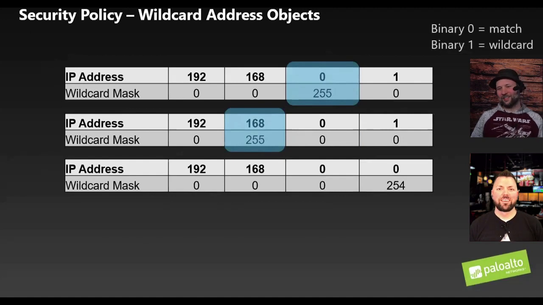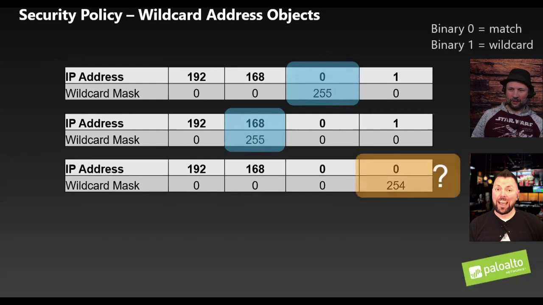Well, this would be the last one, but this isn't all ones in the wildcard mask. Exactly. So can you tell what would happen with a wildcard mask like this? Well, that would mean the first 7 bits could vary. You're onto it, my friend.